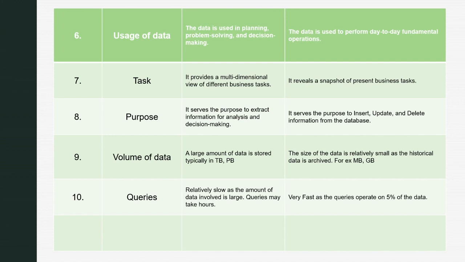Volume of data. OLAP data is generally stored in large amounts, typically in terabytes or petabytes, whereas OLTP stores the data in relatively small amounts as the historical data is archived. For example, it will be stored in megabytes or gigabytes. Queries. In OLAP, queries are relatively slow as the amount of data involved is very large. The queries may take hours to be processed. Whereas OLTP is very fast as the query operates on only 5% of the data. It is really fast compared to OLAP.